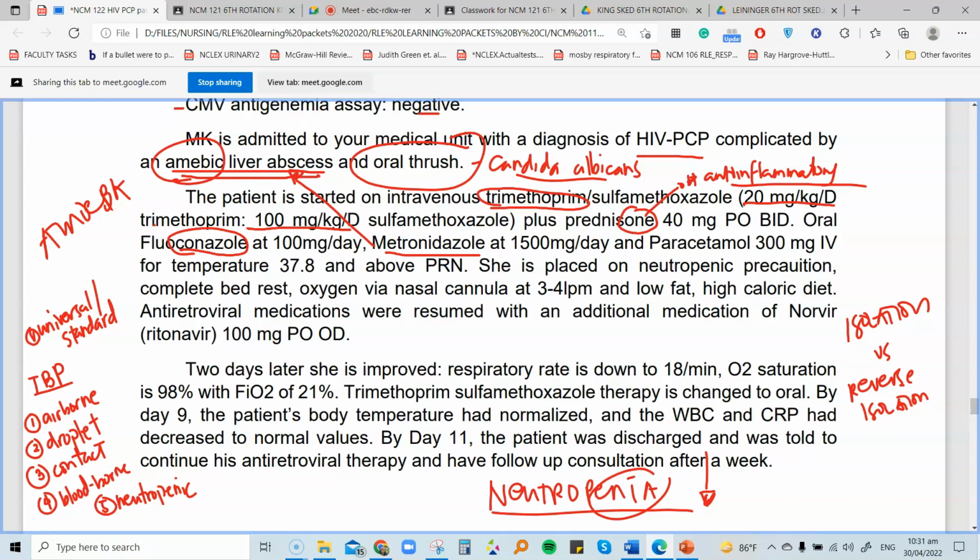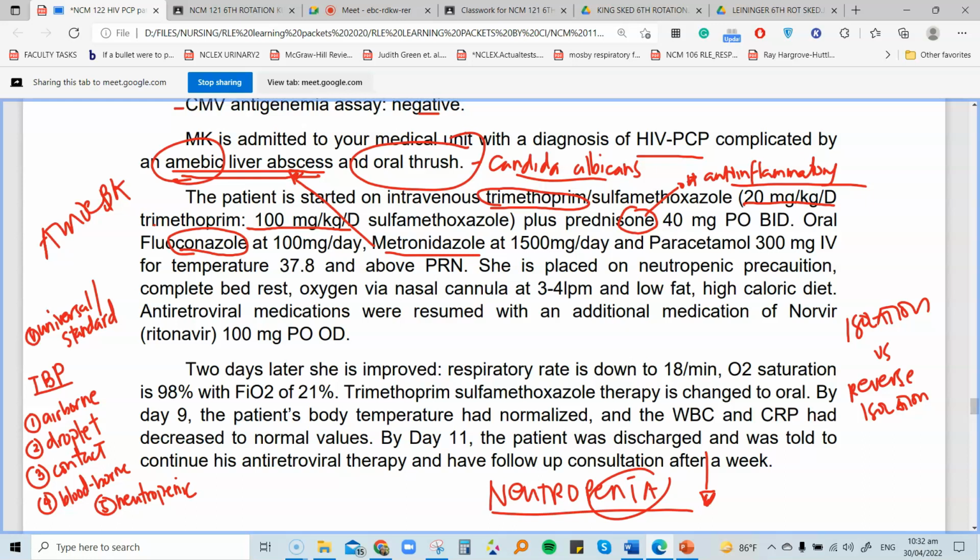Okay? So I hope I have differentiated and distinguished your isolation versus reverse isolation, guys, ha? I'll be talking about your transmission-based precaution later on. But most definitely, I would just like to emphasize on these two. These are actually board exam questions. Isolation versus reverse isolation. Okay?